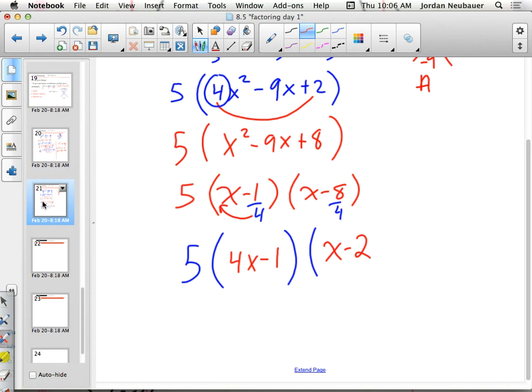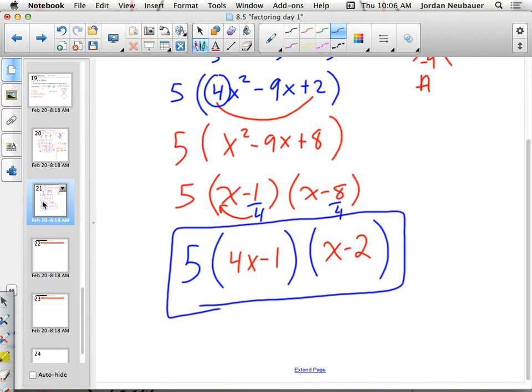In the interest of time, I'm not going to FOIL this one. Hopefully you guys can trust me that we've factored it correctly. All right. This is now my answer: 5 multiplied by 4x minus 1, and then x minus 2. Remember that this process is no different than what we worked on yesterday. It just includes that initial step where you have to divide something out of each coefficient before we can start factoring.